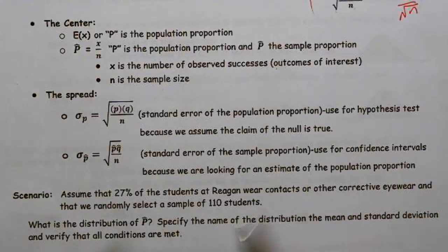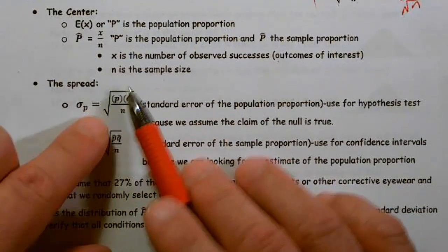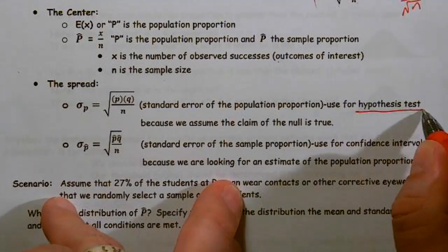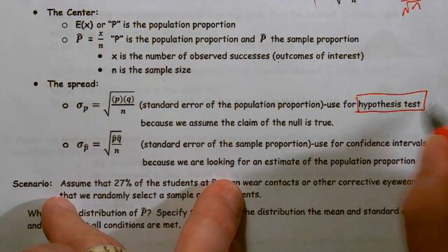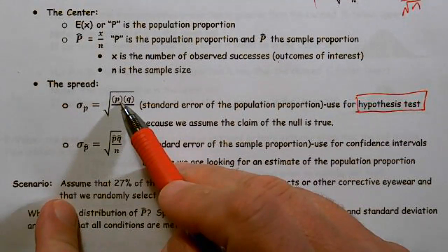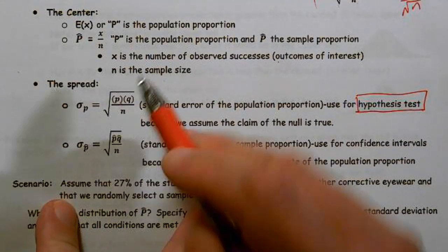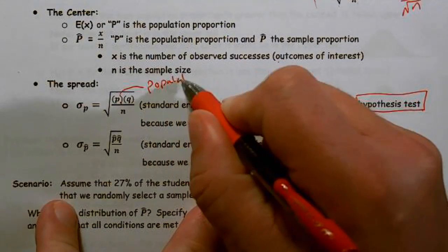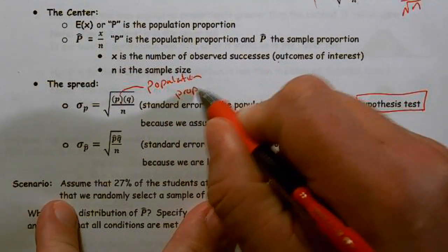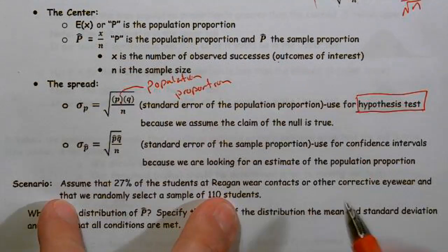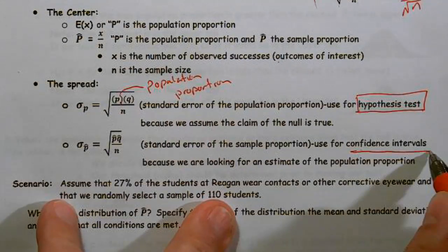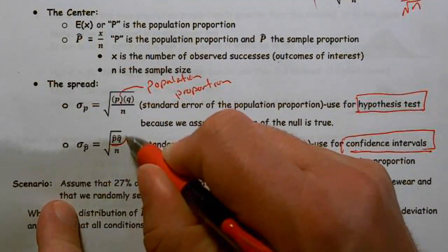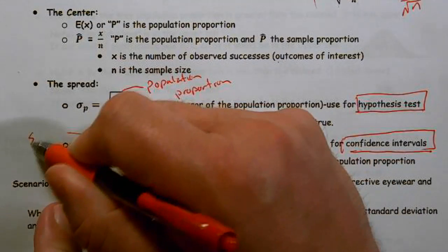Once again, here's our standard deviation. Now, this is the one that you need to use for a hypothesis test. Really important to note this. This is the one you'll be using for a hypothesis test. And notice that I'm using the actual claimed value. So this is the population proportion. Now, it gets a little tricky here because for confidence intervals, it's going to be a little bit different. We're going to need to use the sample proportion.